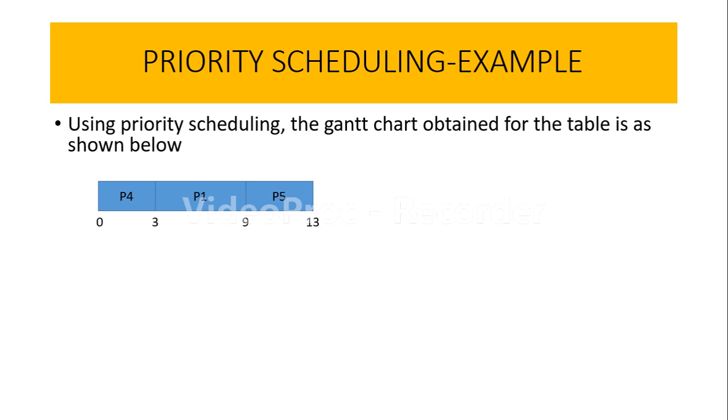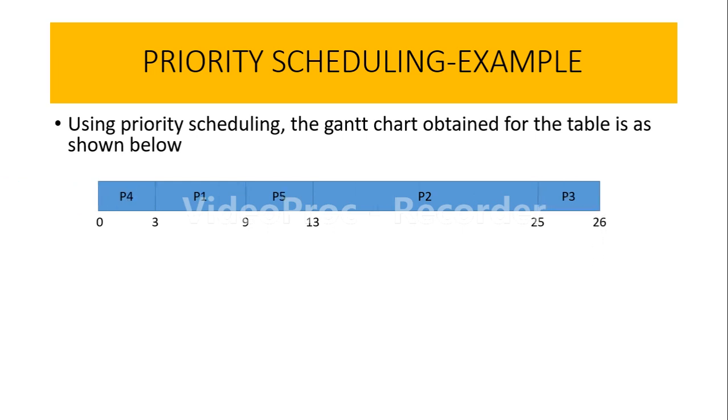Once process P5 is done with the execution, the next priority is for P2. P2 requires a burst time of 12 milliseconds. So starting from the 13th millisecond, it executes till the 25th millisecond. As we know, the burst time is 12. Then the last priority was given to job P3. It requires 1 millisecond, so we execute it till the 26th millisecond. Please do remember here, priority 1 means it has the highest priority, and priority 5 means it is the lowest priority.